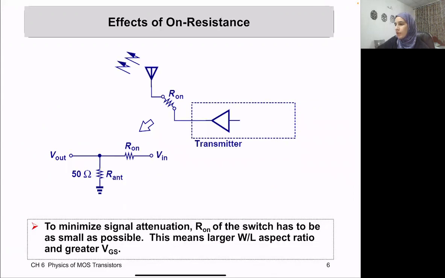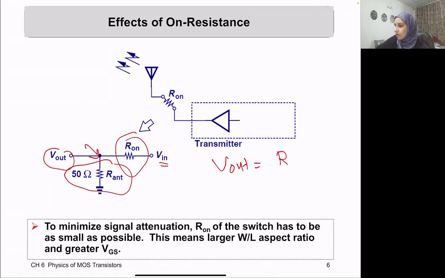Now, obviously, when it acts as a switch, we need to make sure that the switch has a very, very small on resistance, so it does not load our antenna. You can think of it as a voltage divider. So we want all the voltage to come from Vin into Vout. So Vout equals R antenna divided by R on plus R antenna, multiplied by Vin.